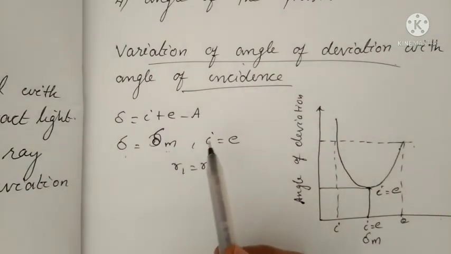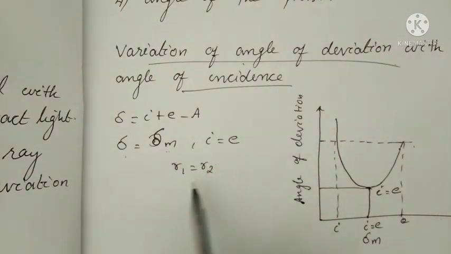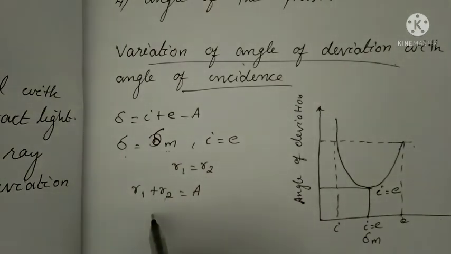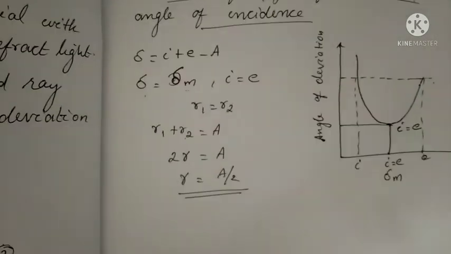Then what happens here in this equation? In the equation we wrote in the first case, R1 plus R2 equal to A. So in this equation, we can write R1 equal to R2. We get angle of refraction, 2R equal to A. Therefore, angle of refraction R equal to A by 2. So in the case of angle of minimum deviation, angle of refraction R equal to A by 2.